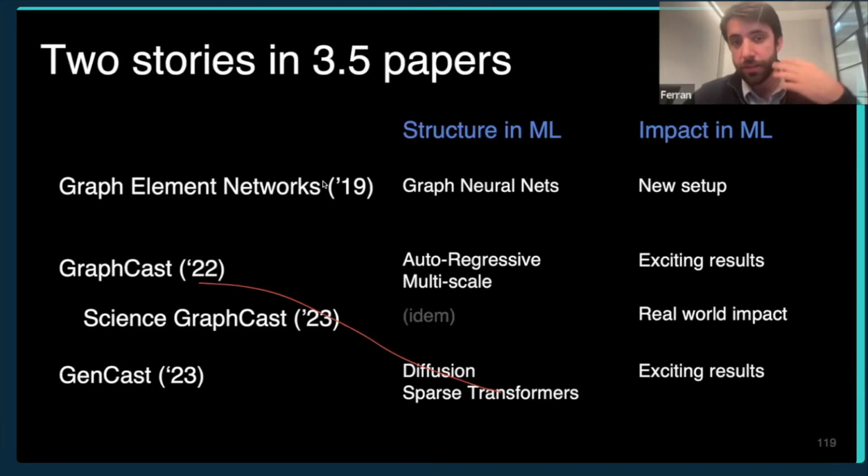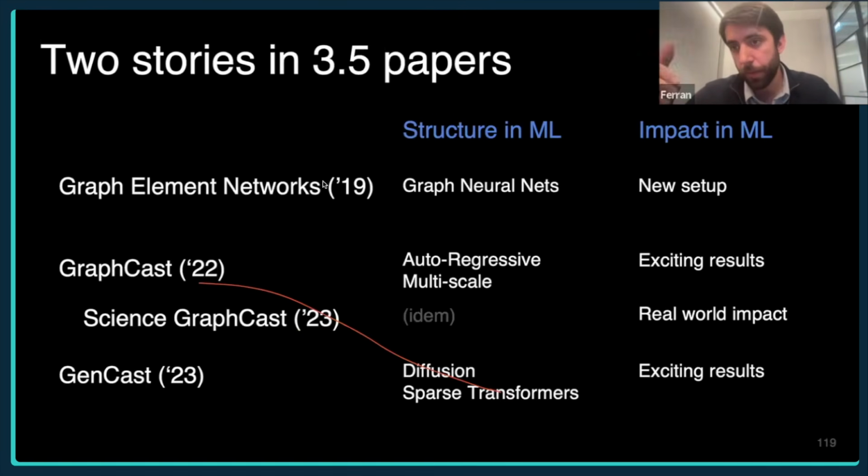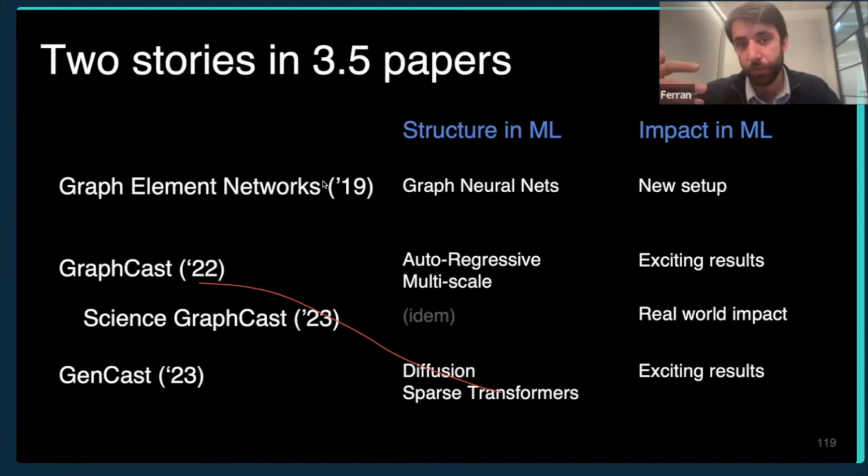And finally, the second thing is about real world impact. When you work on machine learning research, think about the type of impact you want to have. And really, there are a lot of options for how your work can impact the world.